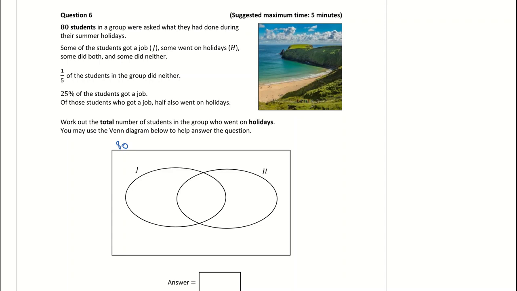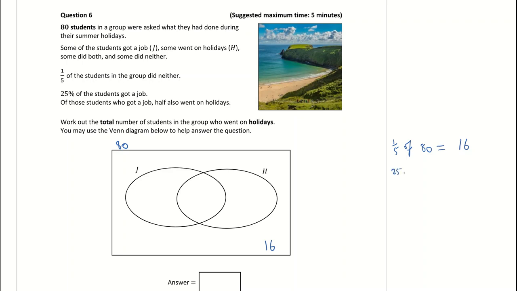We know 1/5 of the students in the group did neither. So I basically just now need to find 1/5. I'll do my rough work out here. 1/5 of 80 students, so divide by 5 multiplied by 1. So 1/5 of 80 is going to give me 16, isn't it? So 16 students did neither, so I'm going to put 16 out here outside my two circles.